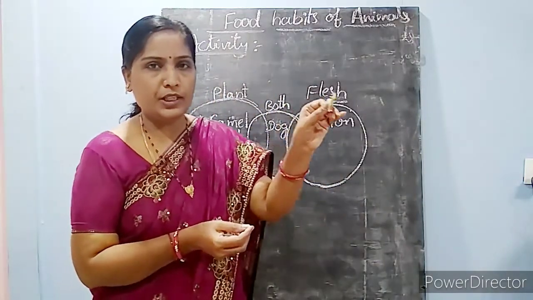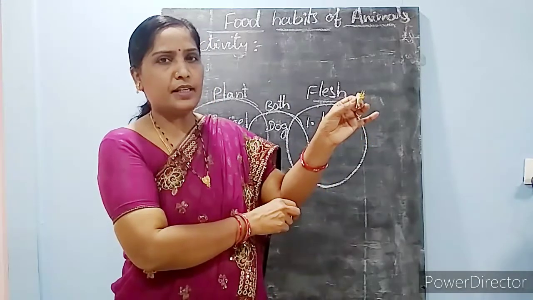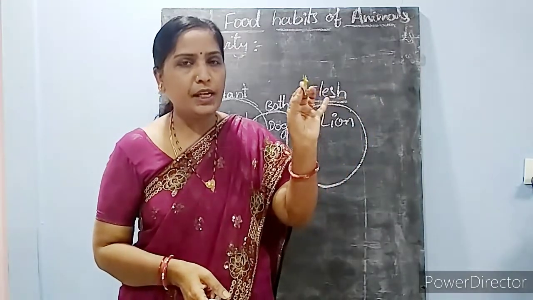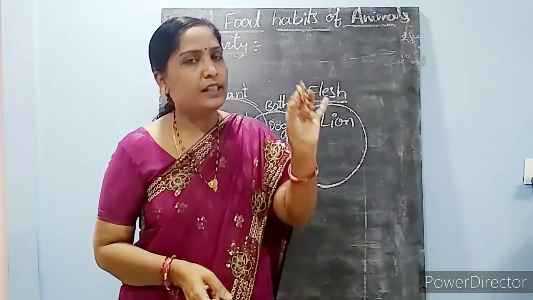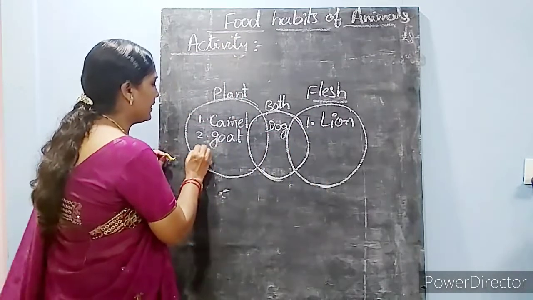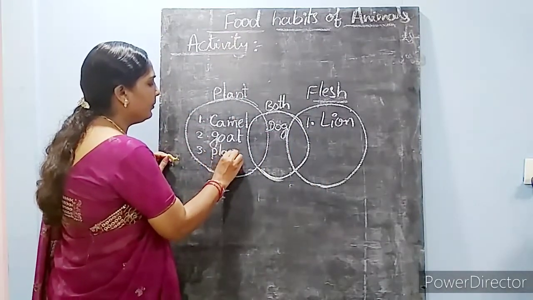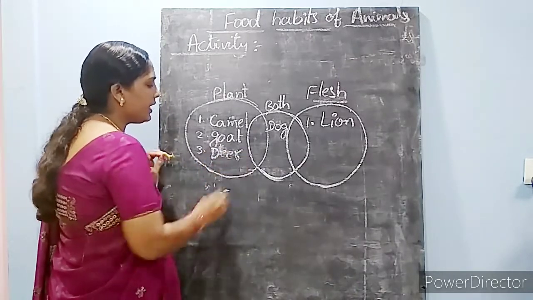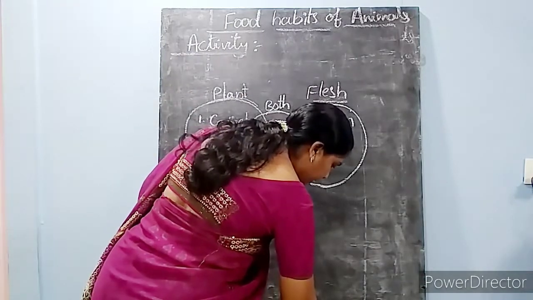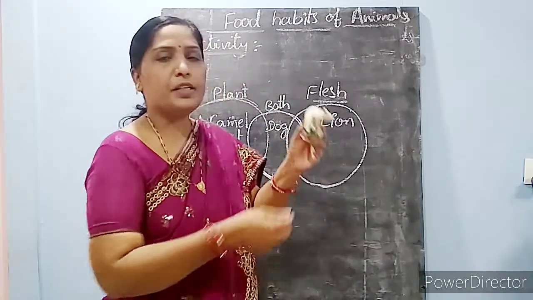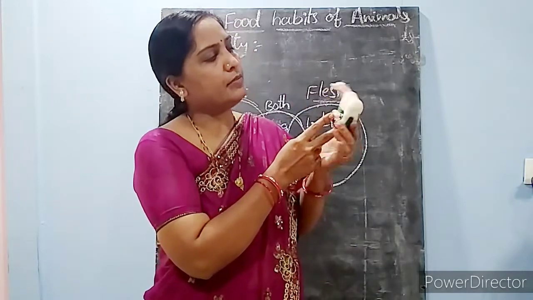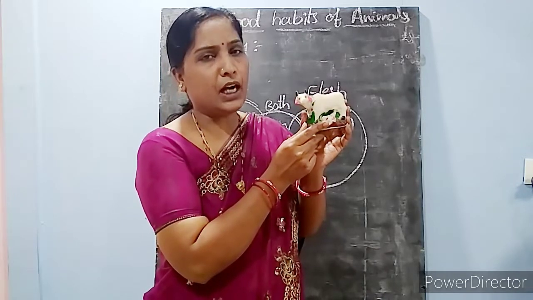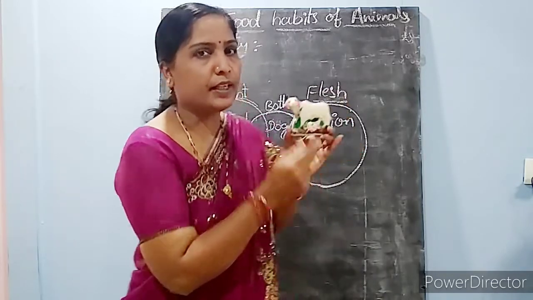Now look at this toy, children. Which animal is this? Yes, you are right. This is a deer. So what does a deer eat? Deer eats plants. Again, it's a plant-eating animal. The animal name is deer. Deer eats plants. And the next animal is, what is this animal, children? What is this toy? This is a cow. Cow eats grass.